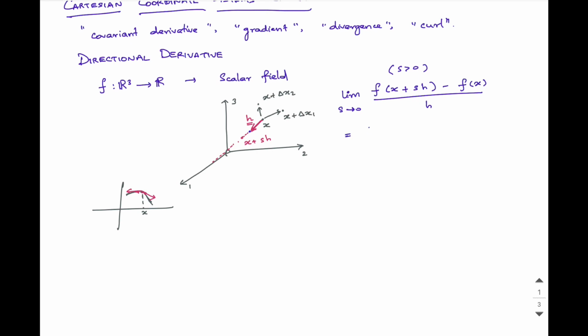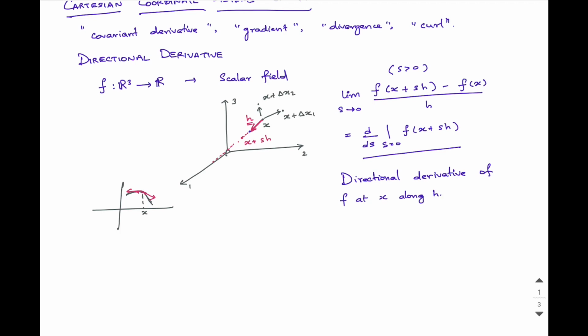And remember that this can be written as d over ds, the rate at which f changes at s equal to 0, of f of x plus sh. It's just a rewriting of the derivative. That's exactly how the derivative is defined. Okay, and this is called the directional derivative of f at x along h. Okay, that's important to understand.